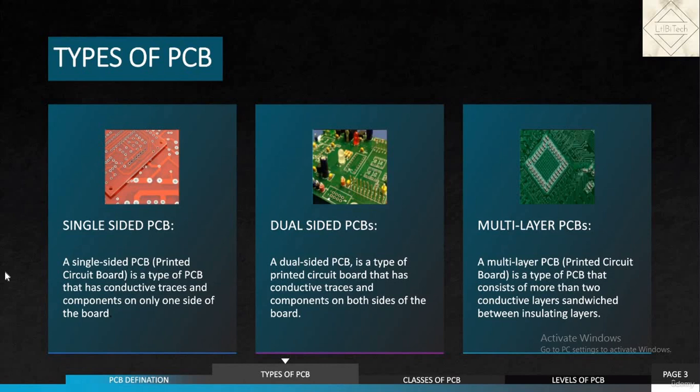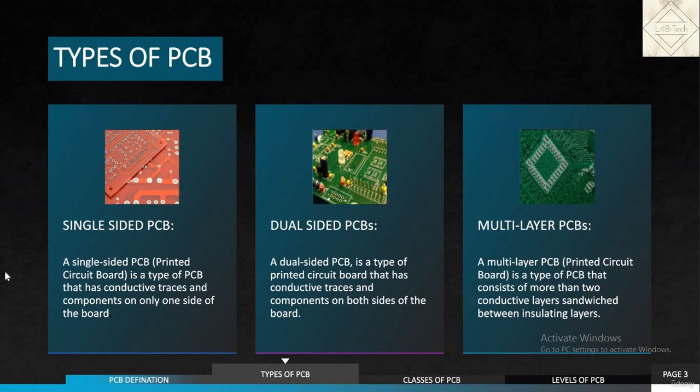The single-sided PCB, or printed circuit board, is a type of PCB that has conductive traces and components on only one side of the board. I hope you understand that the conductive traces, that is routing and connection, and the components are on only one side of the PCB, and there is nothing on the other side.